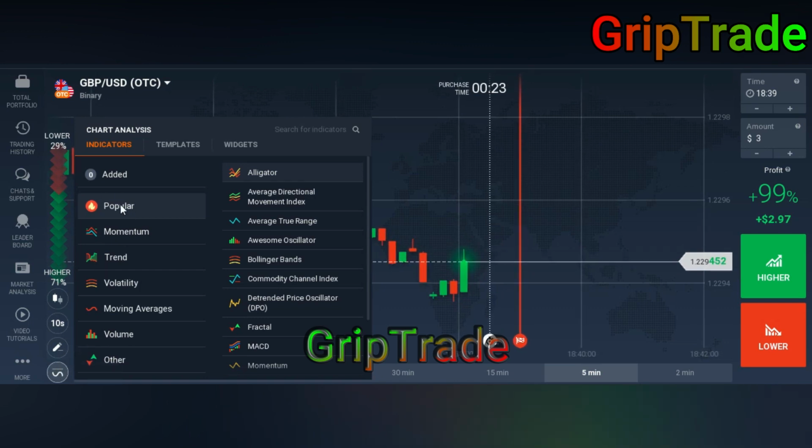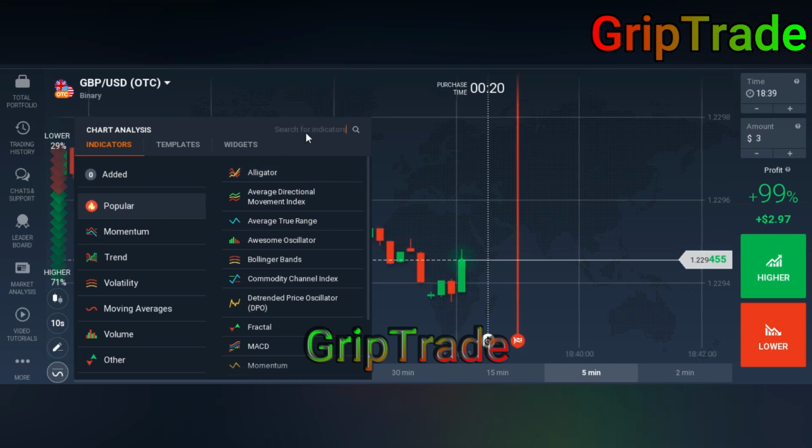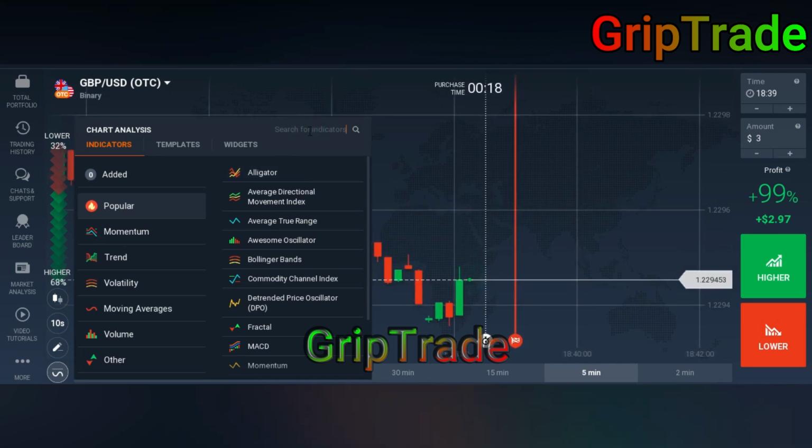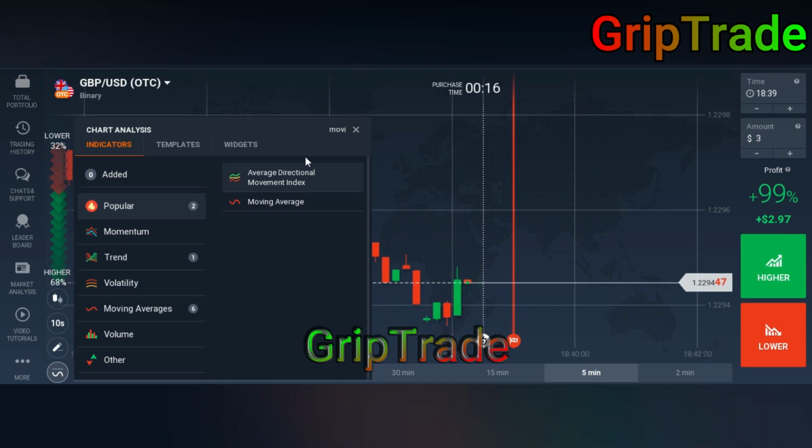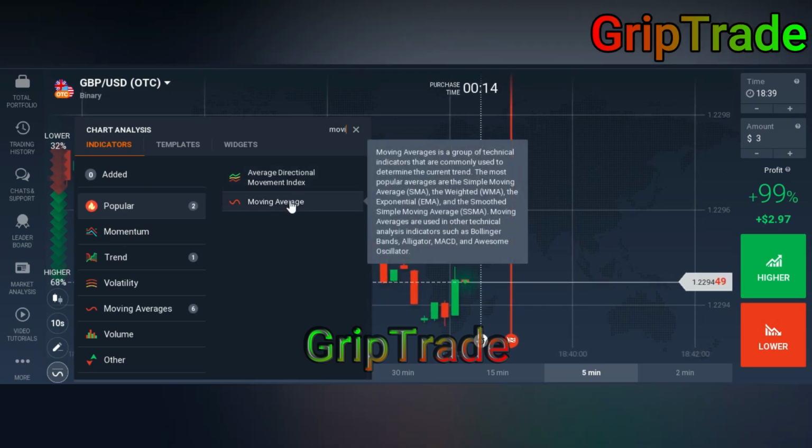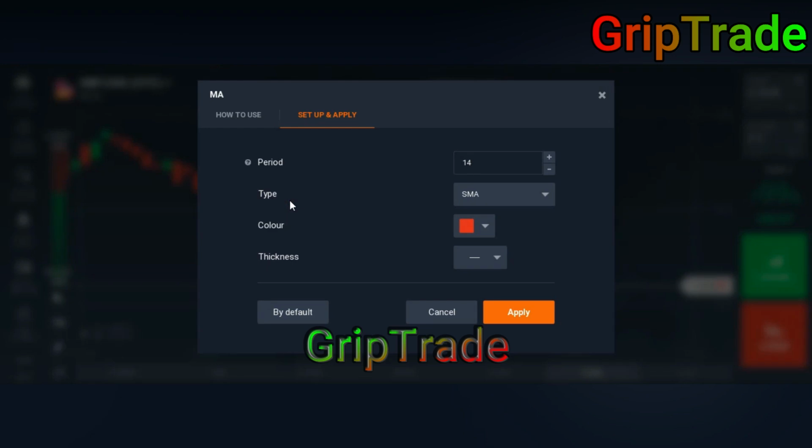Let's go into popular and you need to write here moving average in case you don't find it in the list. There I go, moving average. Now as you clicked moving average, you need to set the period of moving average to 28. And the type of moving average should be changed to EMA, the exponential moving average. Select the color of your choice.